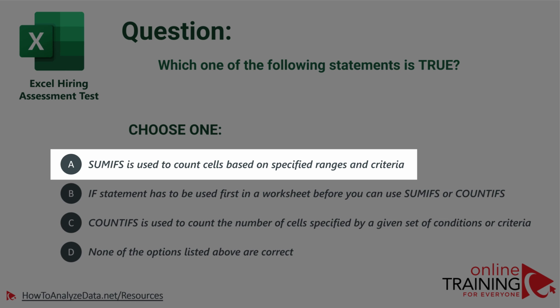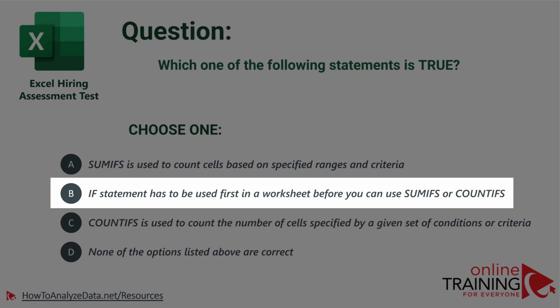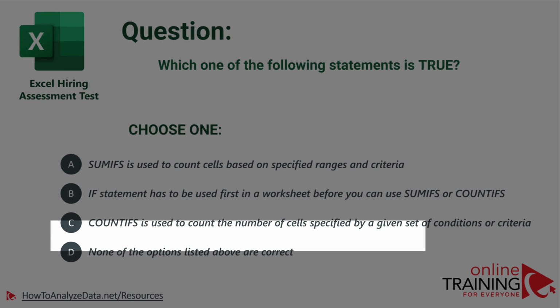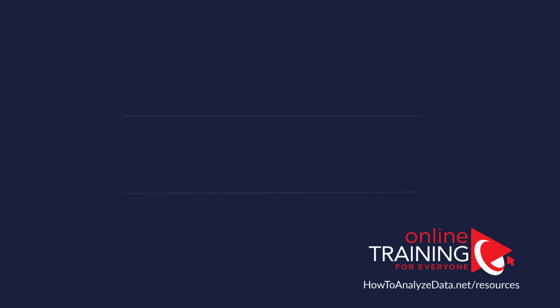A: SUMIF is used to count cells based on specified ranges and criteria. B: IF statement has to be used first in a worksheet before you can use SUMIFS or COUNTIFS functions. C: COUNTIFS is used to count the number of cells specified by a given set of conditions or criteria. And last but not least, D: none of the options listed above are correct. Which one do you think is right?